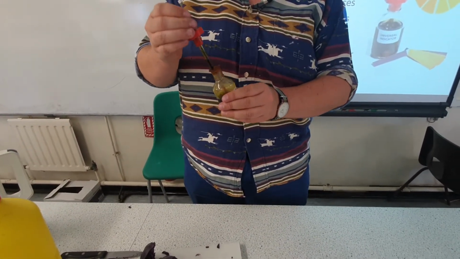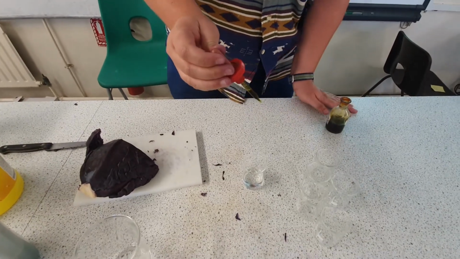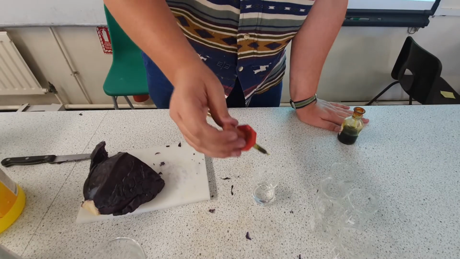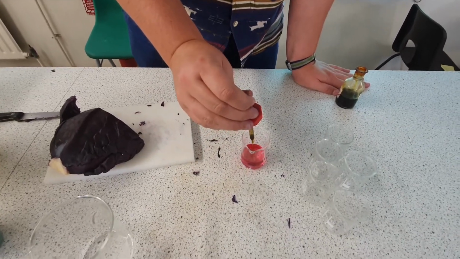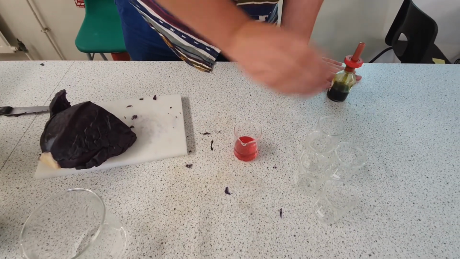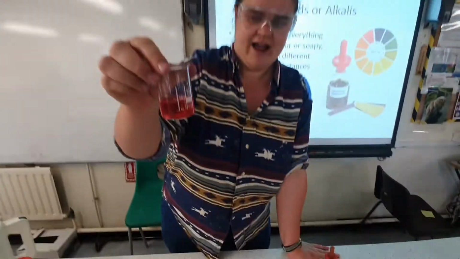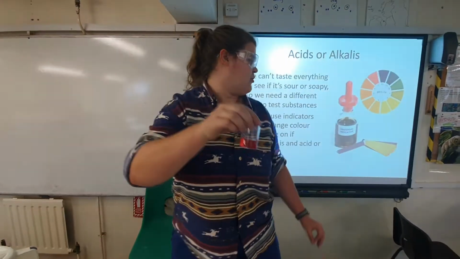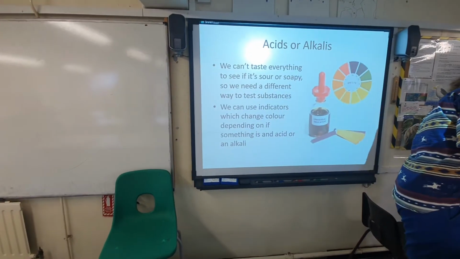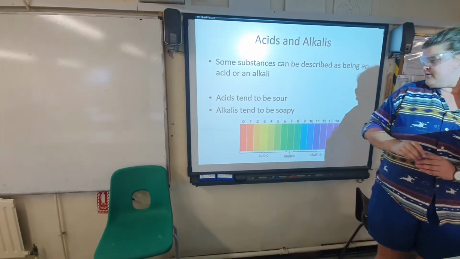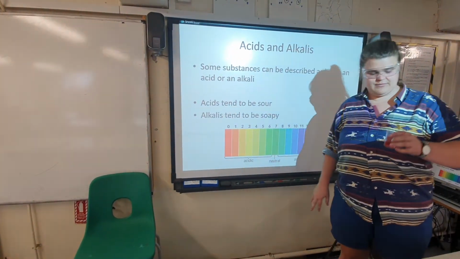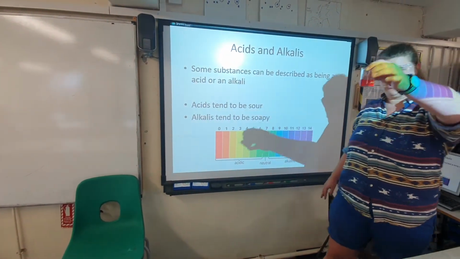This is the indicator we use most often in science labs. You'll notice it starts off this sort of murky green colour, and as I put it into the acid, we end up with a nice reddy pink colour. So that tells me that I've got an acid. If I go back to that scale, you can see down here the strong acids, we call them, tend to go this red or orange colour.